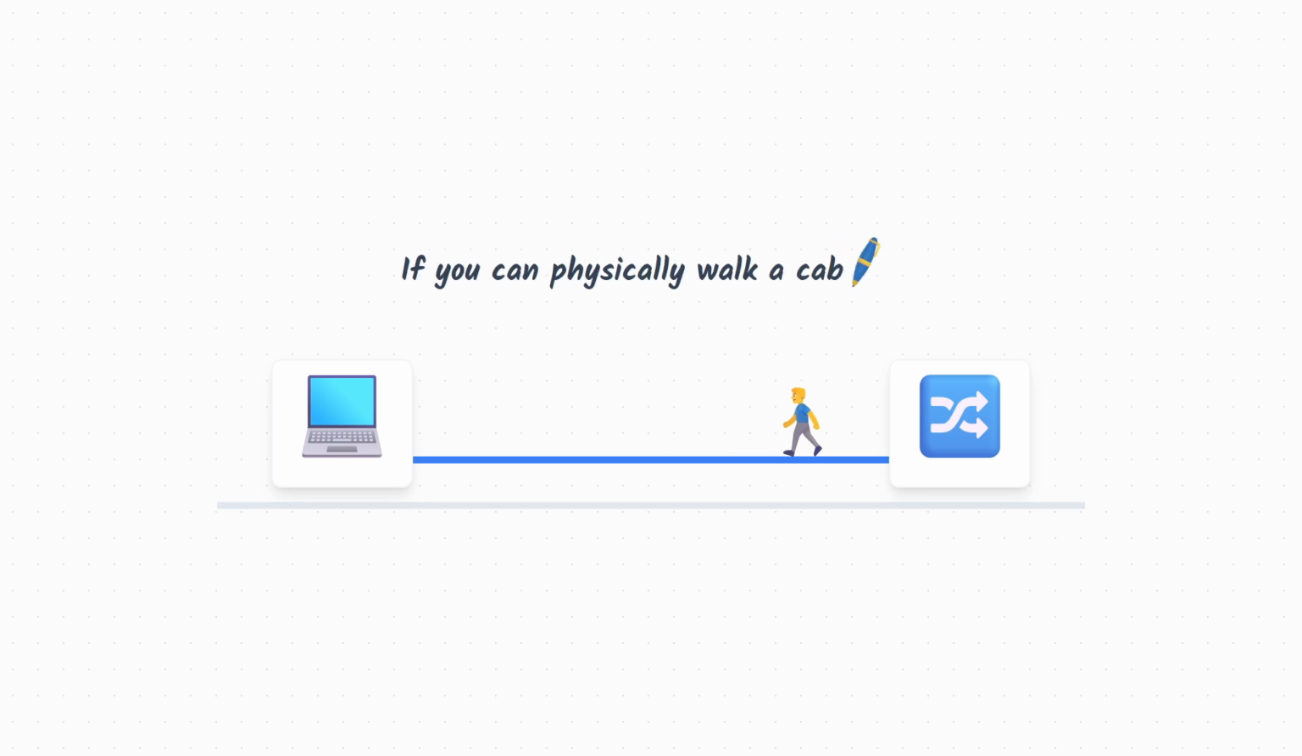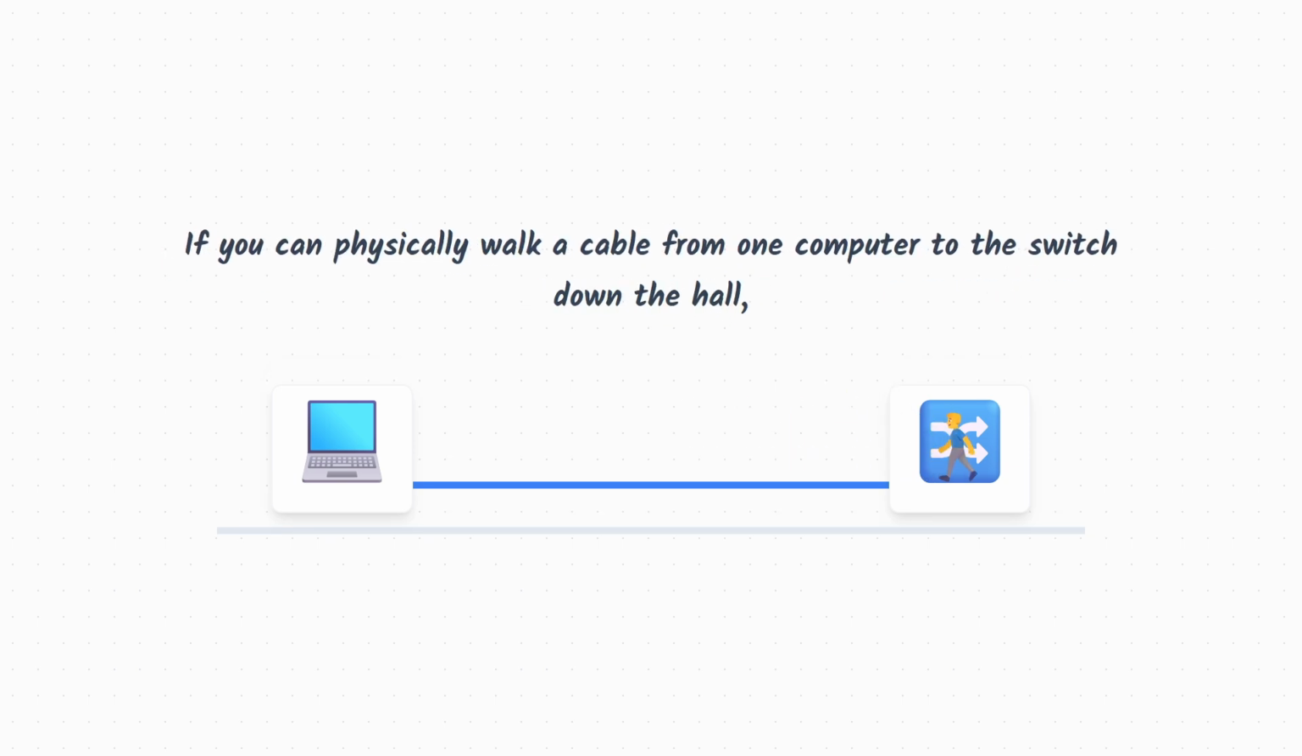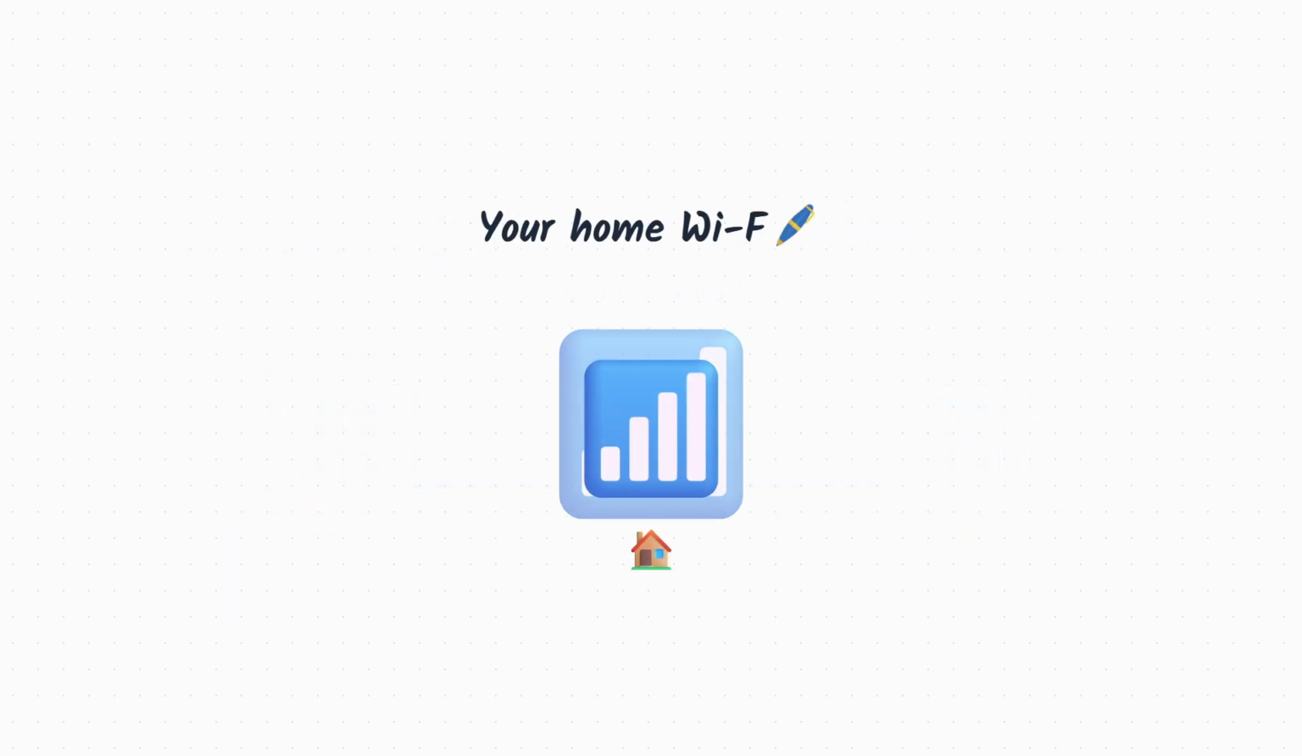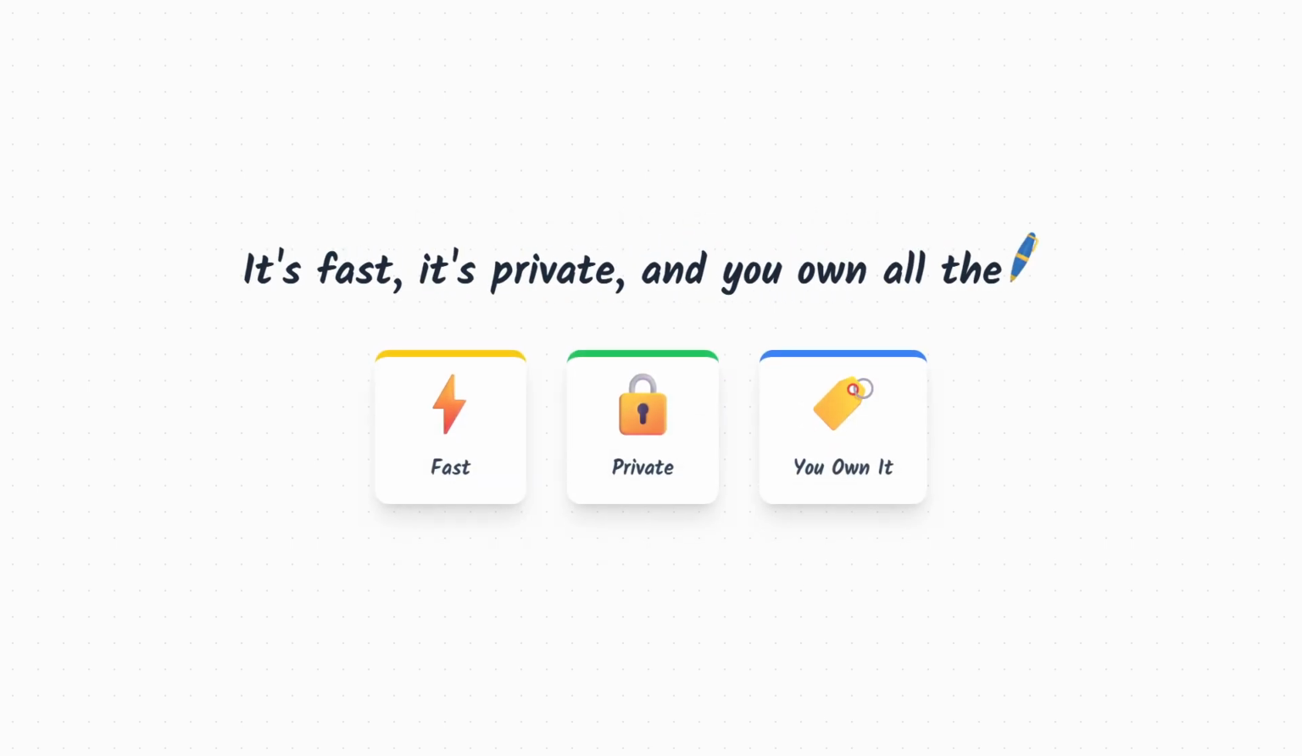If you can physically walk a cable from one computer to the switch down the hall, you are on a LAN. Your home Wi-Fi is a LAN. It's fast, it's private, and you own all the equipment.